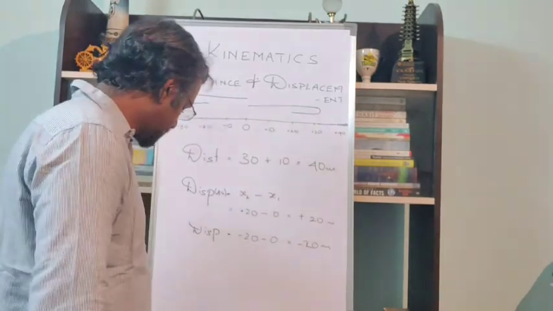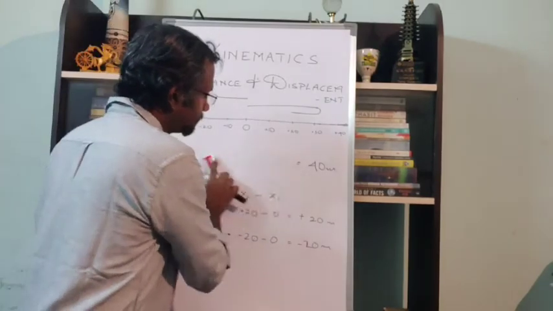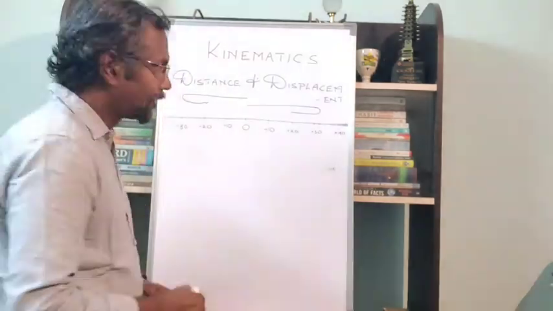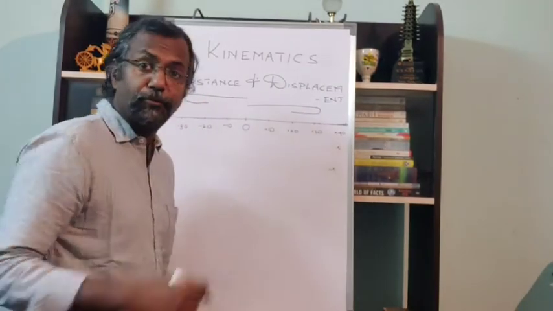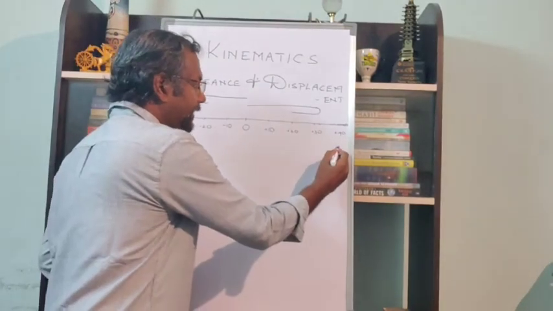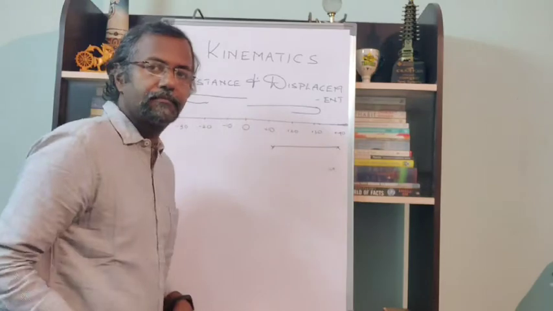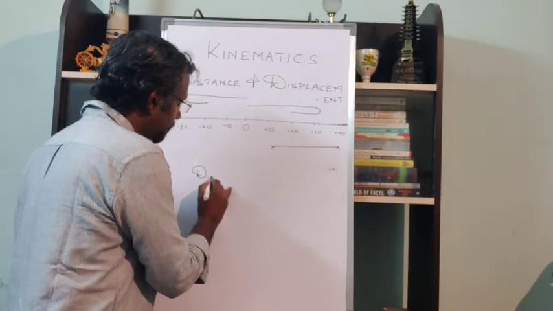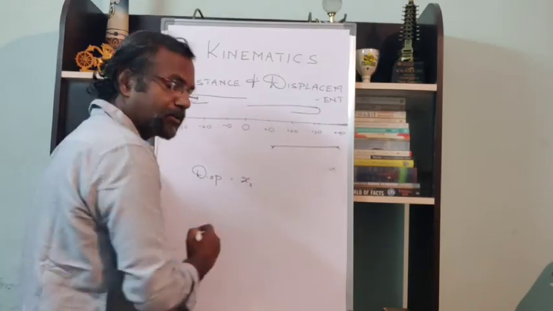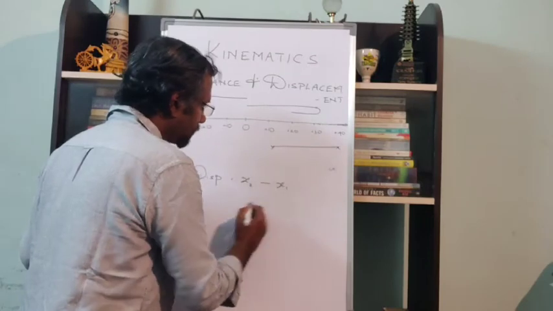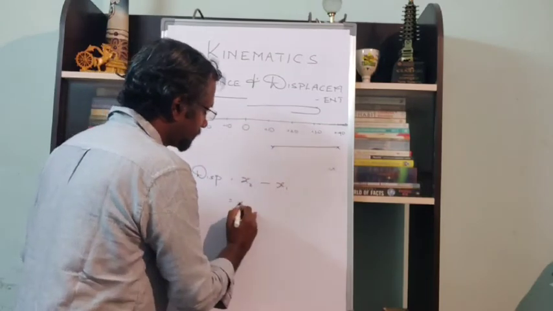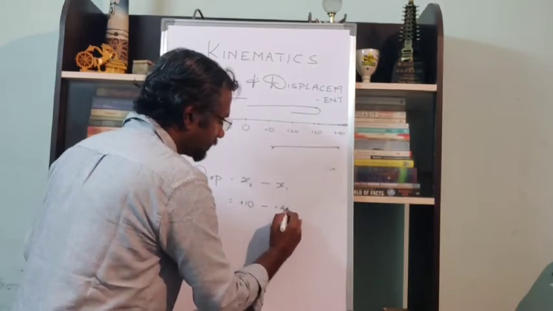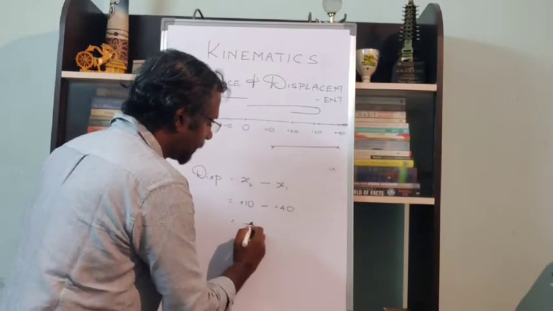Just to make things a bit more clear, let's take one more situation. Let's say the ball was sitting at 40 meters. The position was plus 40. It came back to plus 10. It traveled leftward. What is the displacement? We see displacement is equal to final position minus initial position, x2 minus x1. The final position is plus 10. The initial position is plus 40. 10 minus 40 is equal to minus 30.